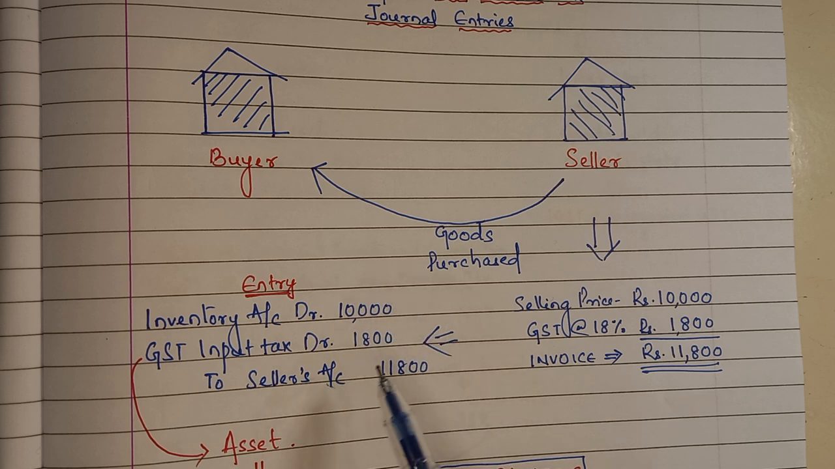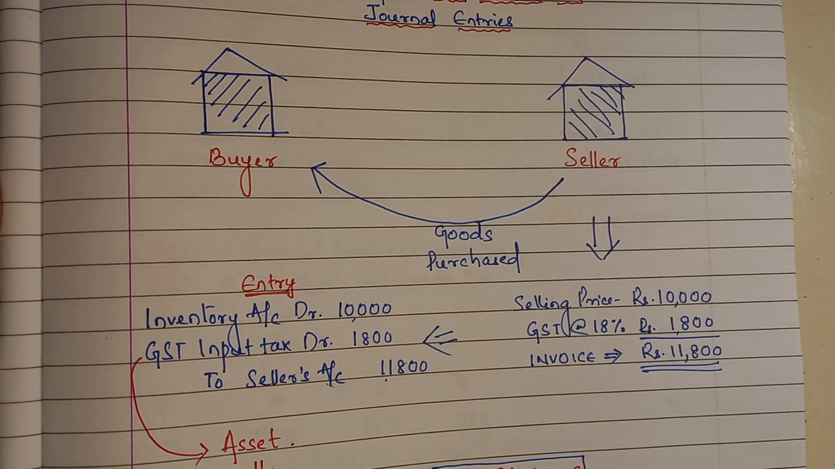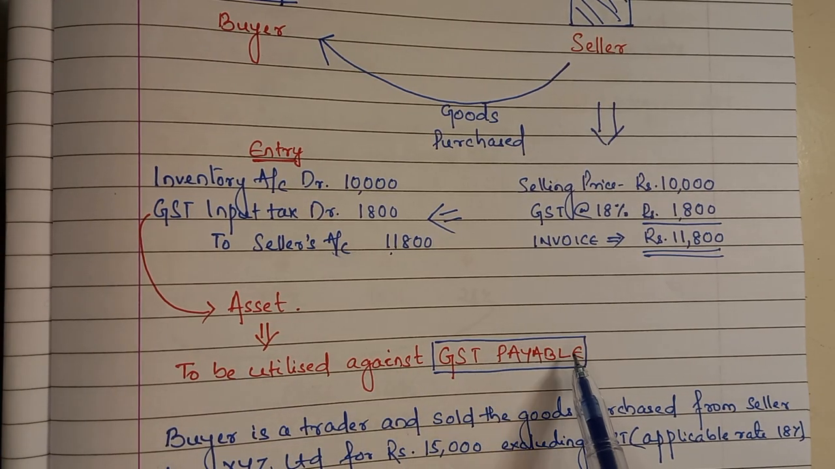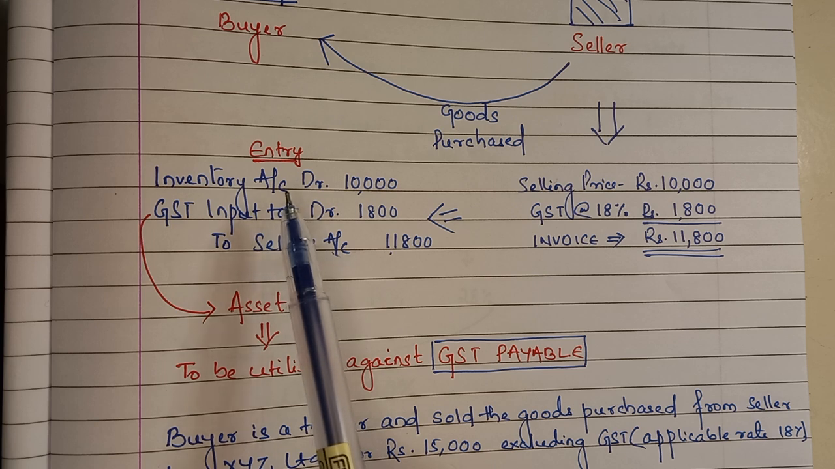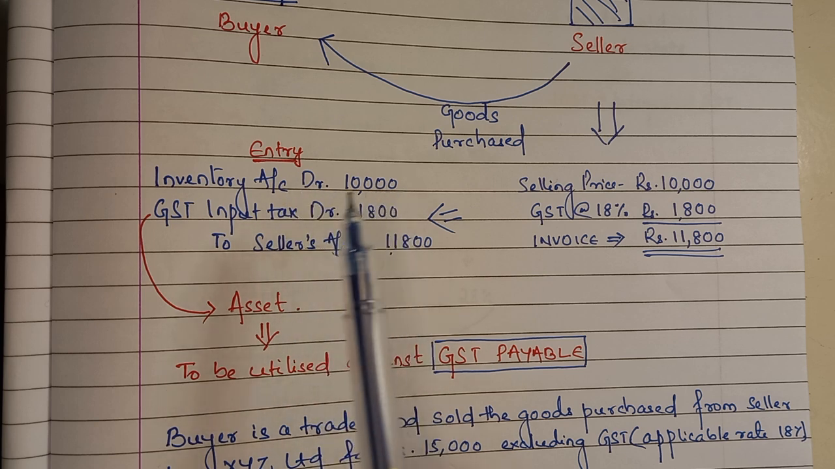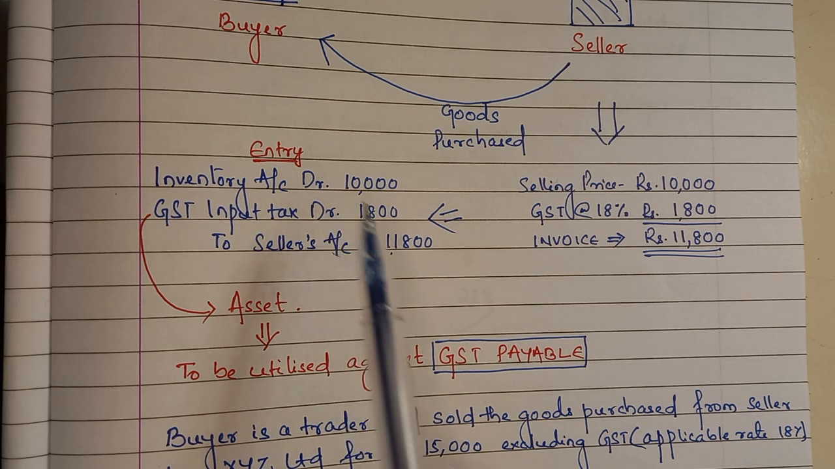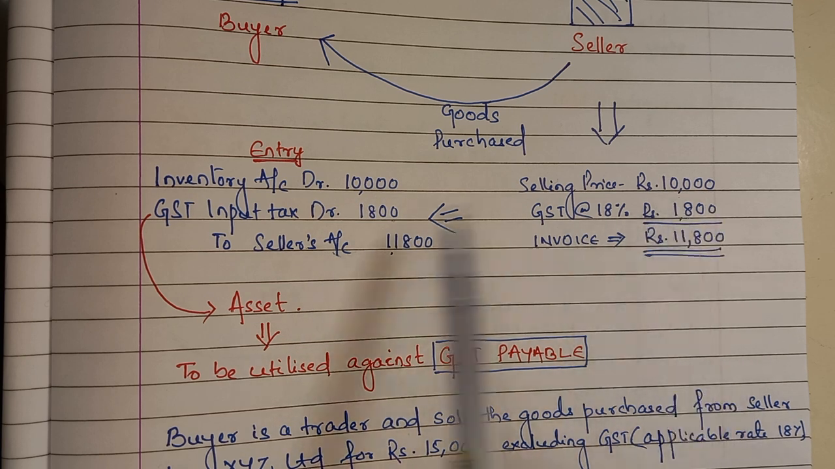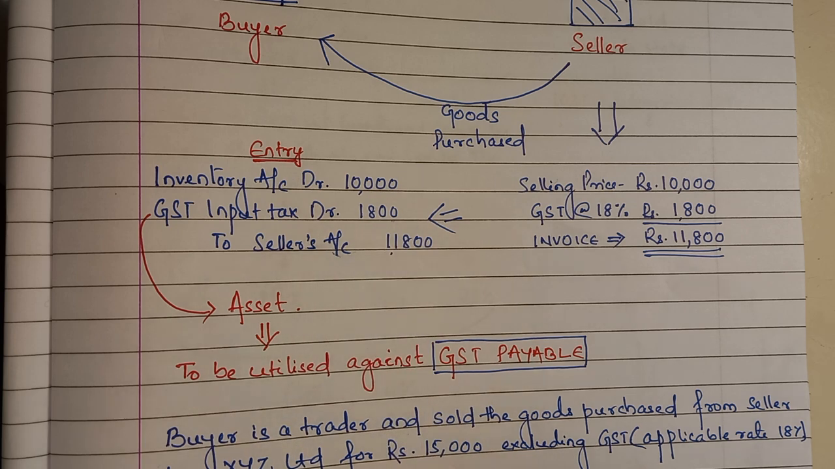Now this 1800 paid by the buyer, what is the buyer going to do with this money? The buyer can utilize it against GST payable. When the buyer sells this product in the market, he has to collect GST from the customers, correct? At that time, from the amount he collects towards GST from the customer, the buyer can adjust 1800 rupees first, saying that I have already paid to my seller, I need not remit it again to the government. Only the difference amount he has to remit to the government.